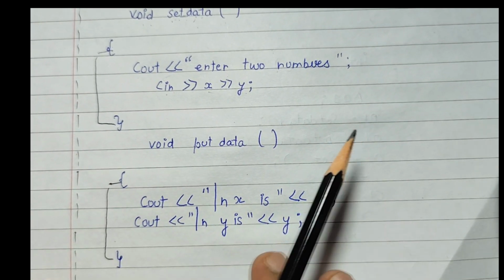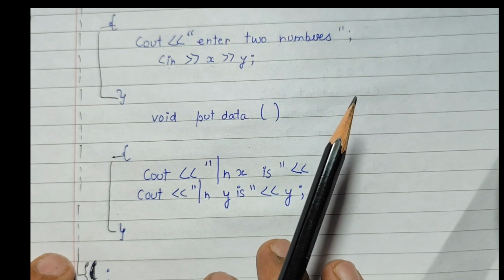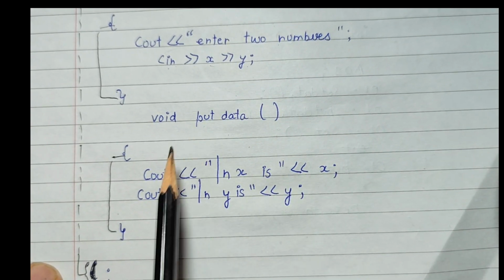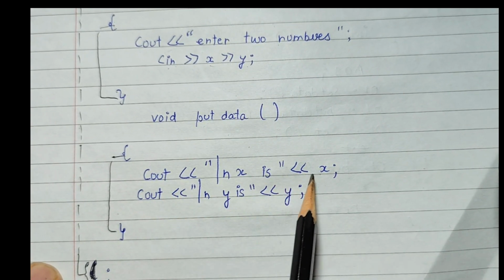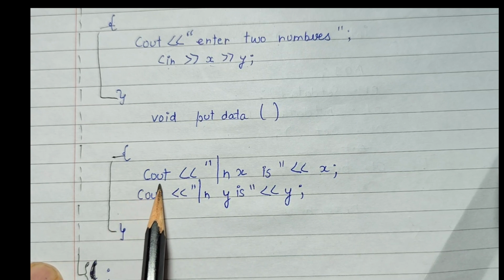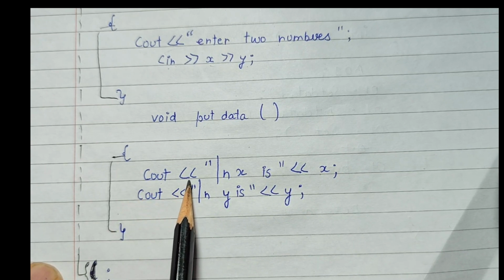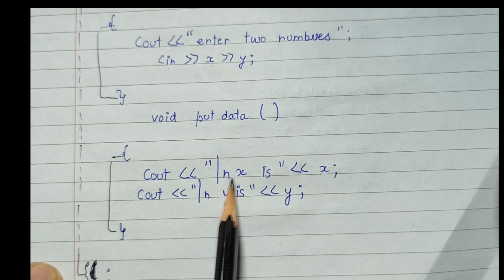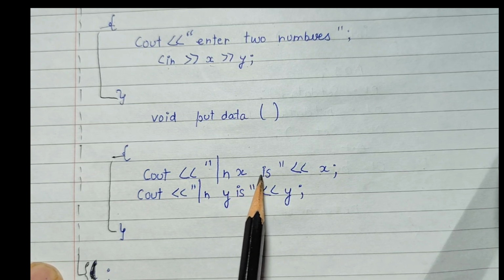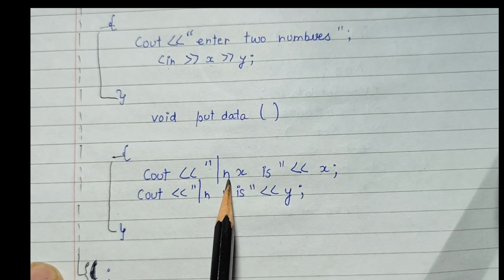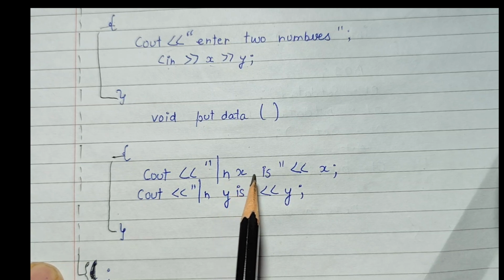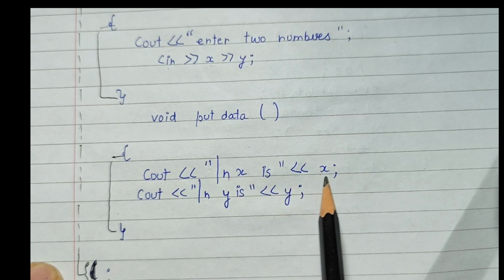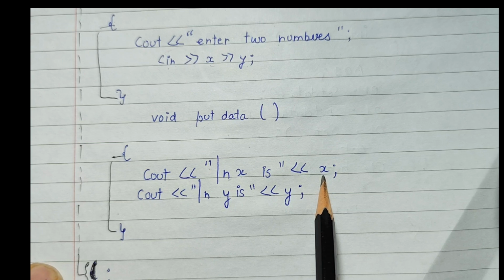After this I define putdata member function. Using the putdata member function, I display the values of x and y variable. So I write the statement cout, then insertion operator, then include the double quotes. This double quotes is used for including the messages. So x is a message, \n is for new line, so it will display in the output x is. Now here we are displaying the value of the x variable.